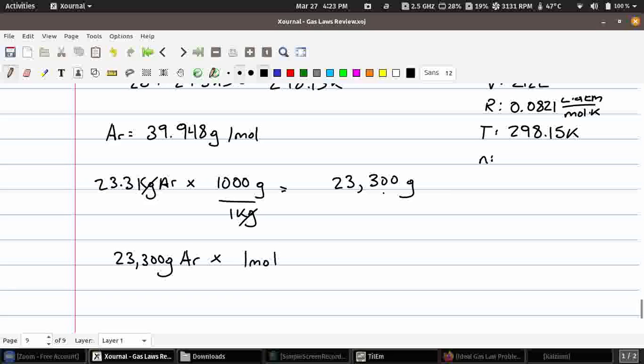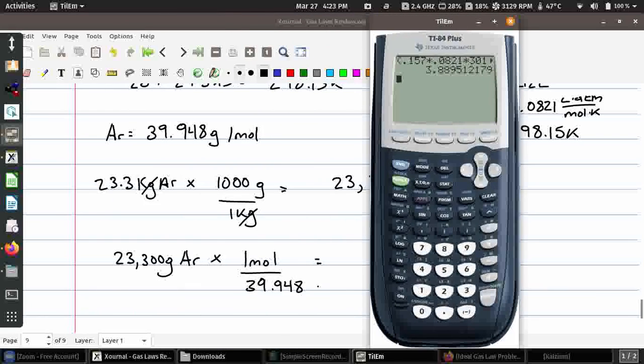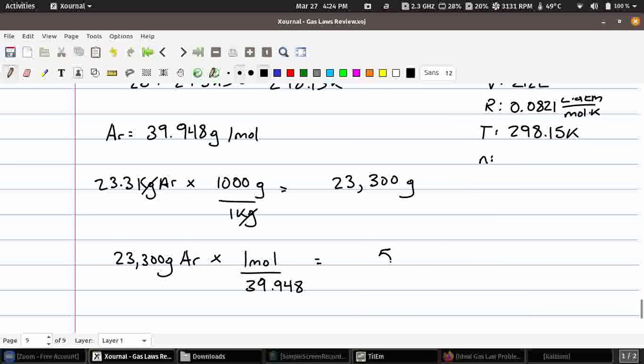We're going to take the amount in grams and multiply it by the molar mass. Well, actually divide it, but you're always multiplying by the actual conversion factor. So in the calculator, you're just going to divide the amount of argon that we have by the molar mass. So we have 23,300 grams of argon divided by 39.948. So that's going to mean that we have 583.26 moles.